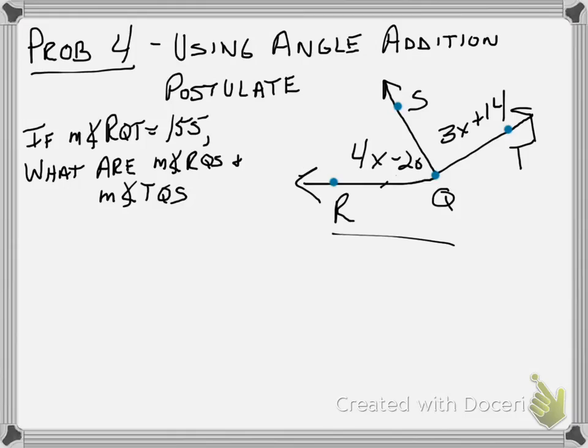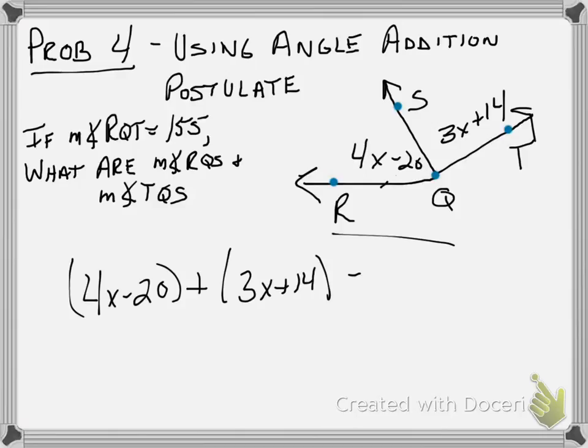Problem 4 is about using angle addition postulate. So it's about that postulate that we talked about. If the measurement of angle RQT, RQT is the whole angle, is 155 degrees, what are the measurements of RQS and TQS? So I'm going to take RQS, which is 4x minus 20, and add it to angle TQS, which is 3x plus 14. And that's going to be 155 degrees. Again, we want to combine like terms. So 4x plus 3x is 7x. Negative 20 plus 14 is negative 6. And that equals 155.